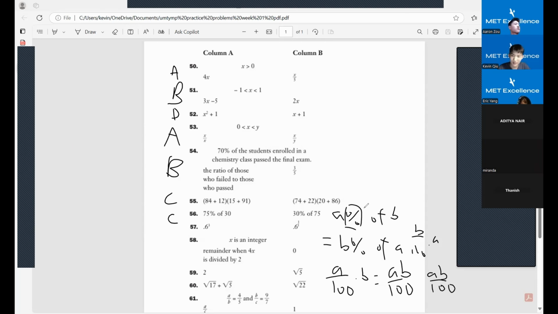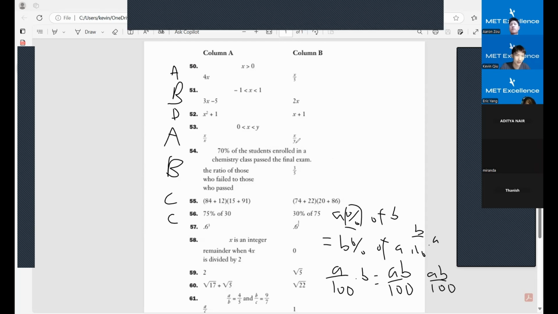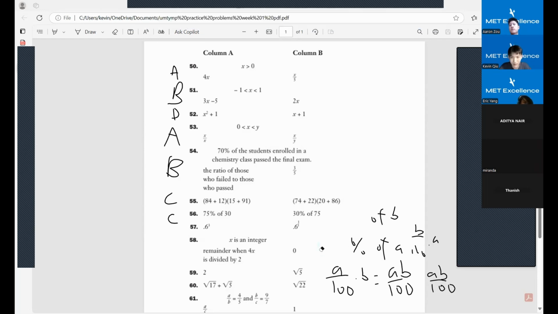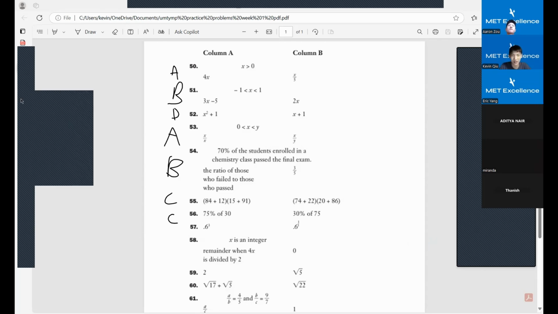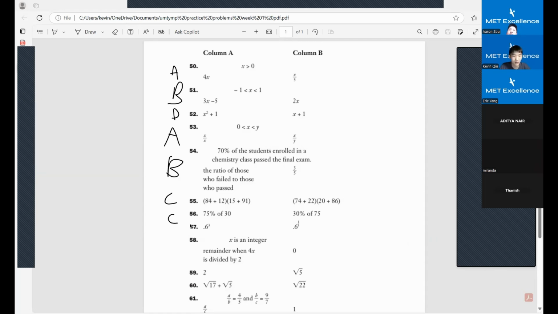So in this case, we know that we can switch them around and we find that they are the same. And so we know that they're the same thing. So the answer is C. If you wanted to do the actual computation, you could, and it would probably work. But again, the UMTYMP test, a major aspect is also speed. So make sure you know these helpful tricks to prevent you from running out of time on harder questions.